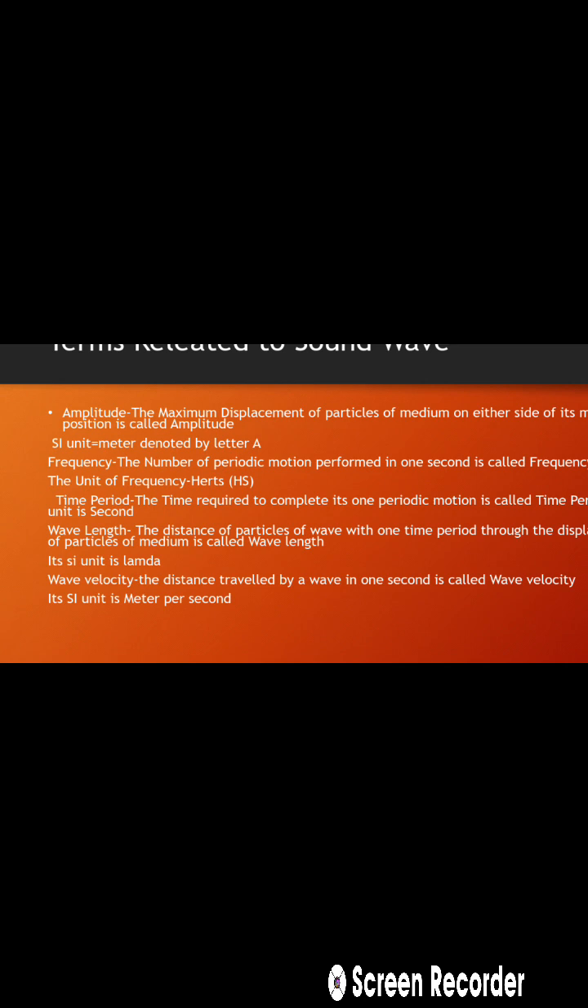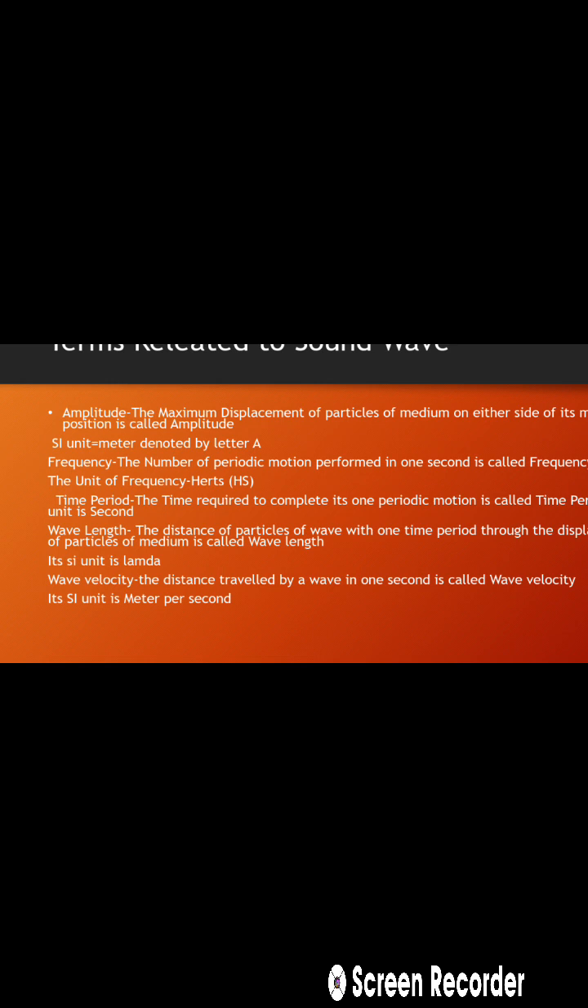Now we'll know about wavelength. The distance covered by the wave in one time period, through the displacement of particles of the medium. Means the distance it covers in one time period through the displacement of particles of the medium is called wavelength. Its symbol is lambda. I don't have the lambda symbol, but in the next class I will show it.